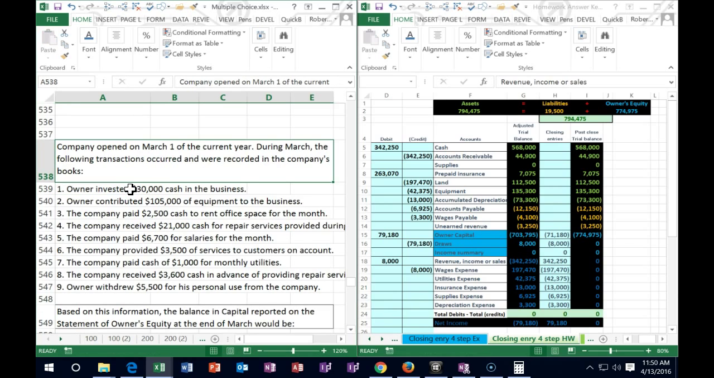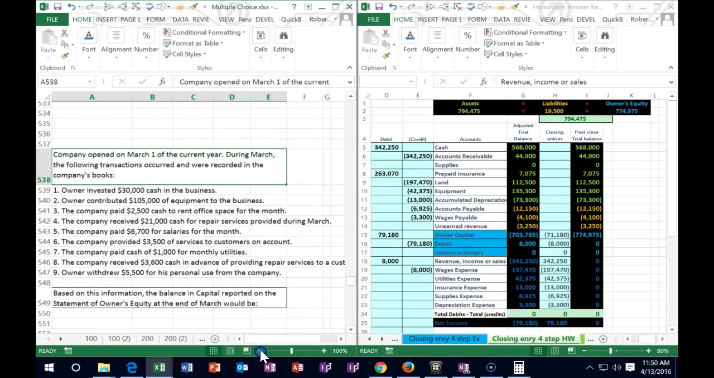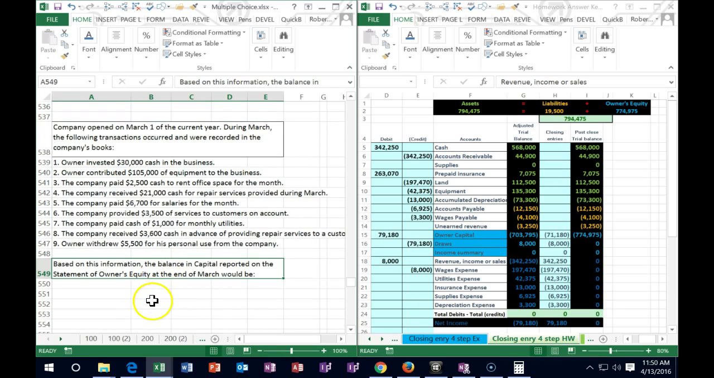We have the company opened on March 1st of the current year. During March, the following transactions occurred and were recorded in the company's books. I'm going to skip down here to the bottom now and look what they want first, and then I'm going to go back in and read all the transactions that happened. So based on this information, the balance in the capital reported on the statement of owner's equity at the end of March would be. So we're focusing in on owner's equity. So instead of writing out the journal entries here, which might be good practice, we're just going to focus on the equity account. Look at all the journal entries and focus on what would happen to the equity account. How can we do that? We can have a T account, owner's equity.